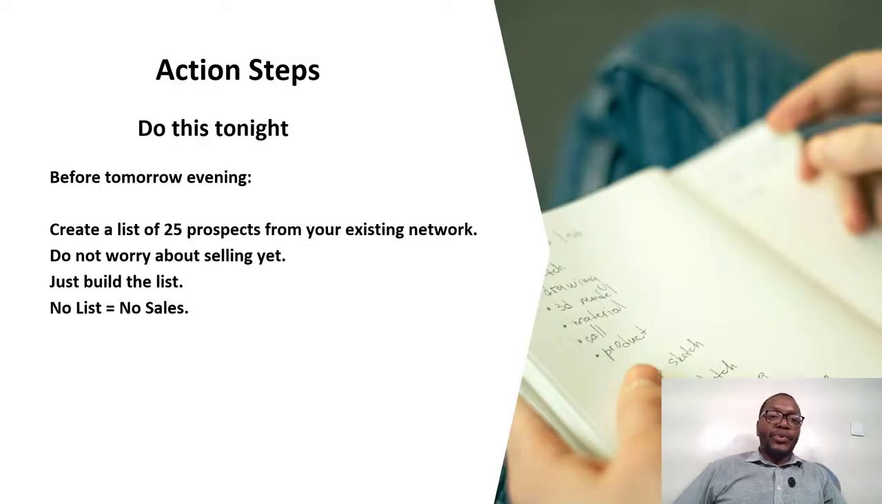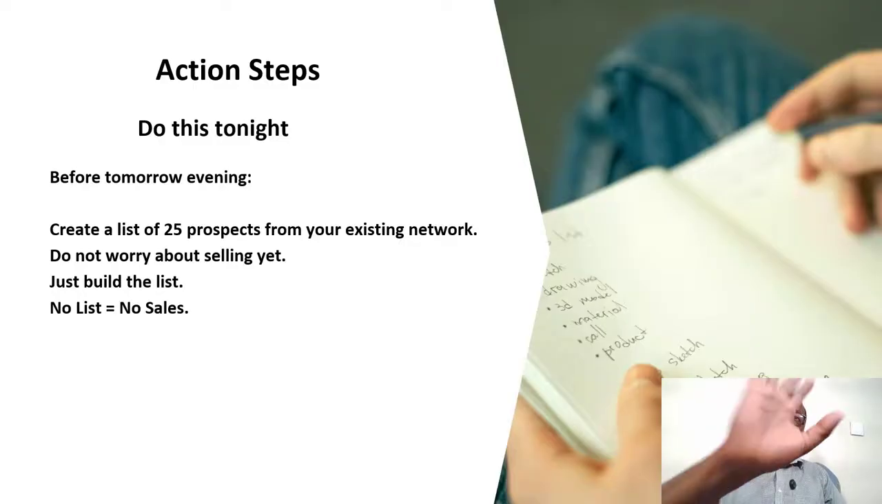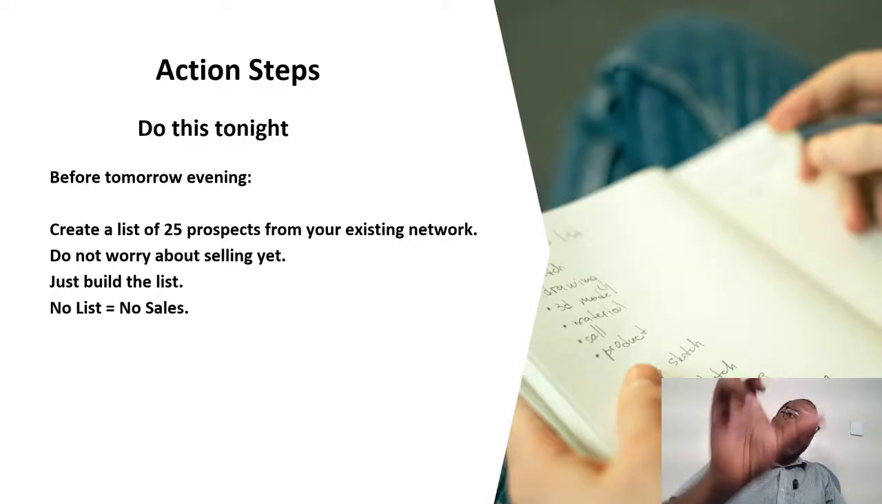Now, next steps. What do I want you to do? Before tomorrow evening, okay, I'm going to keep this one very simple for you. Before tomorrow evening, I want you to create a list of 25 prospects from your existing network. Okay, that's the first 25. Before the end of the day tomorrow, create 25 prospects from your existing network. Don't worry about selling to them yet. Put that on hold. Let's first get the 100.